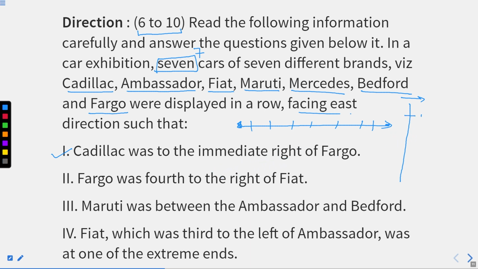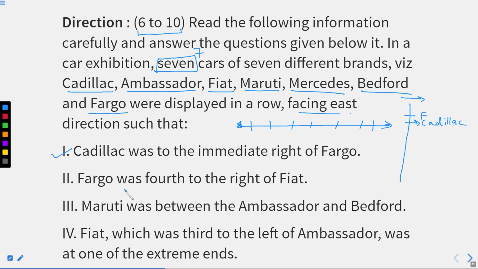If I write Farrago with F, Cadillac is just immediate right to it, and they are facing in this direction, so their right will be downward. So the second car will be Cadillac. I hope this first point is clear. I hope this first instruction is clear.